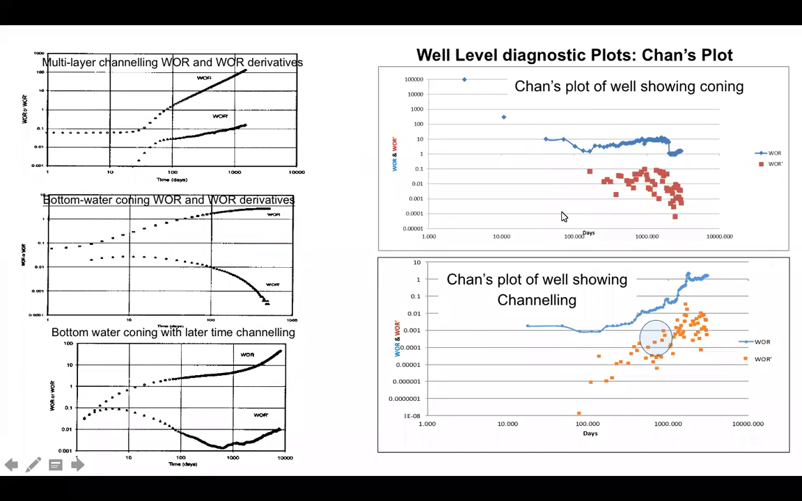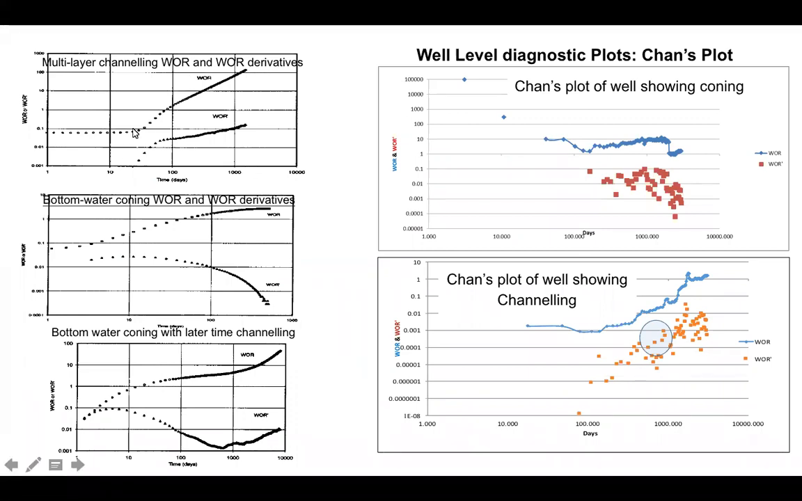Now let me go to some well-wise plots. So till now I was discussing field level surveillance. Now I've come to well level surveillance. So this plot is known as the Chan plot. On the left-hand side, or in the y-axis, I'm plotting water-oil ratio or its derivative. And in the x-axis is the time in days.